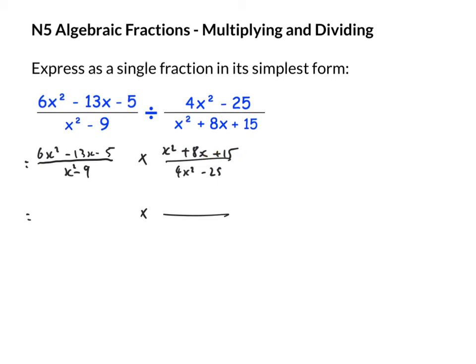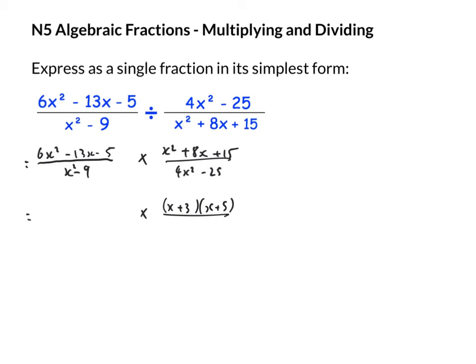x squared plus 8x plus 15. I've got a trinomial, which if it factorises should go into two brackets. I need to pick two numbers that multiply to give me this positive 15 and add together to give me plus 8. So that's going to give me plus 3, plus 5.